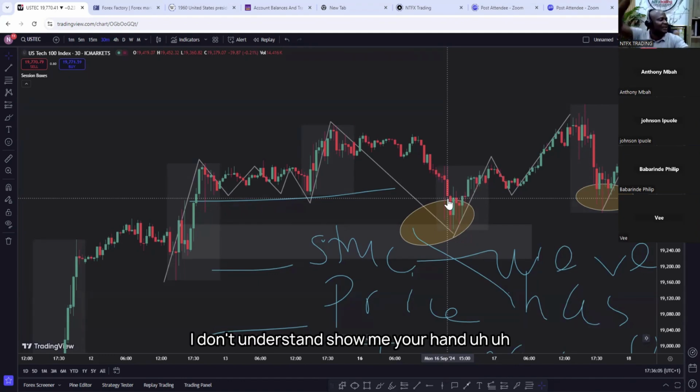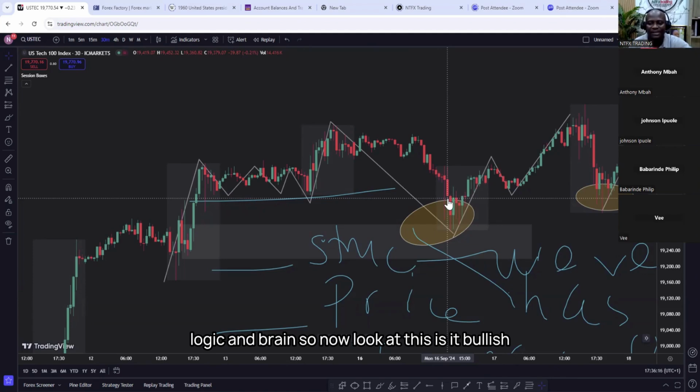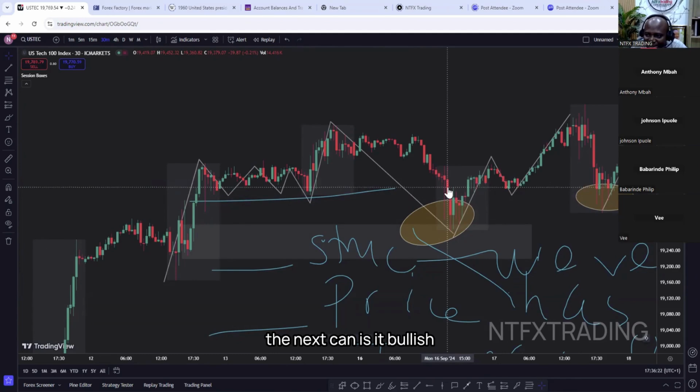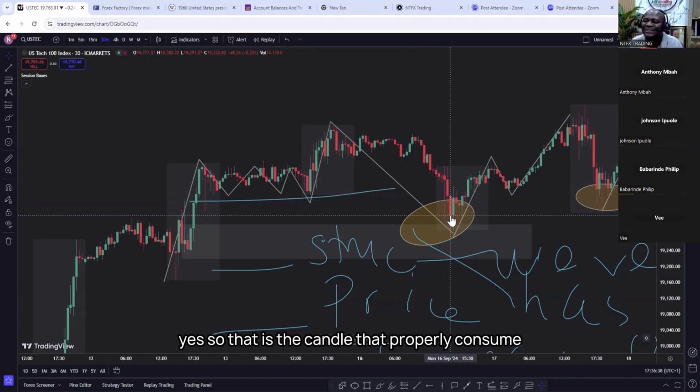Show me your hand. I don't understand. This is not magic. It's logic and brain. So now, look at this. Is the next candle bullish? No, sir. That is no injection. Liquidity is grabbed, but no injection. It then means others are still there. Is this one bullish? No, sir. But it has properly filled the wicks. Yes. So that is the candle that properly takes all the liquidity.